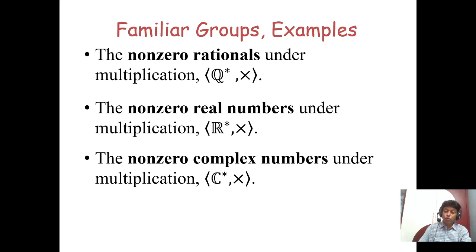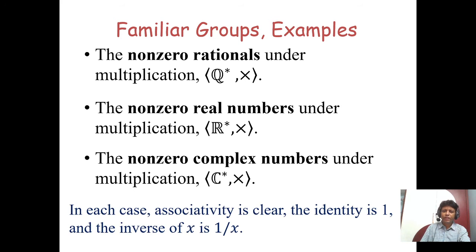Integers with respect to multiplication is not a group, because 2 does not have an inverse in Z. But in the rational numbers it must have an inverse: 2 has an inverse 1/2 in the rational numbers. That is why the set of integers with respect to multiplication is not a group. So the identity is 1, and the inverse of x is 1 by x in all the cases.